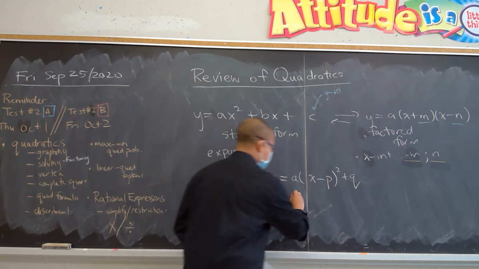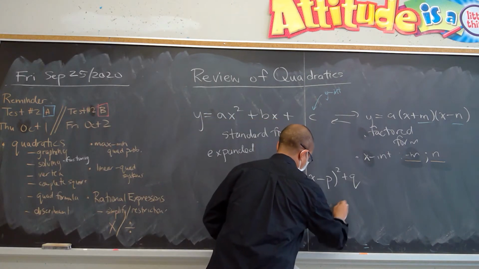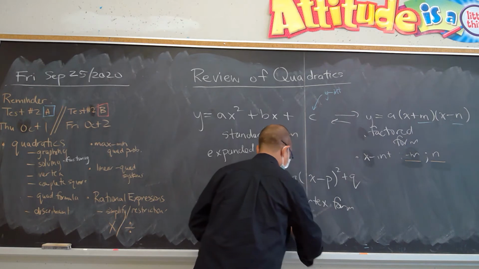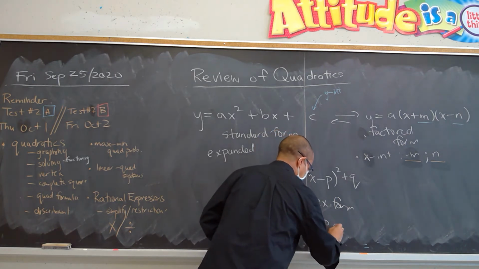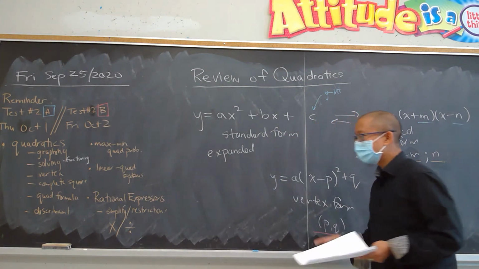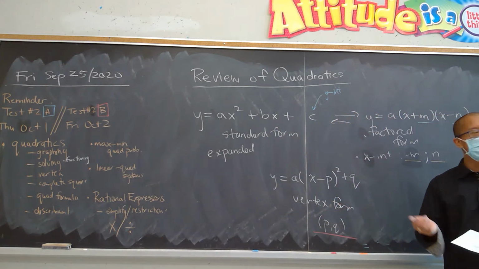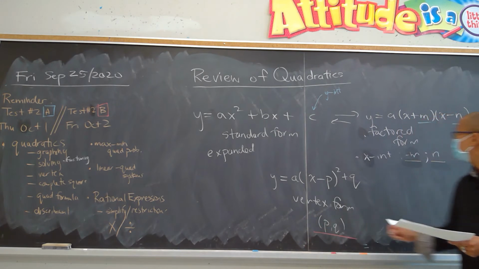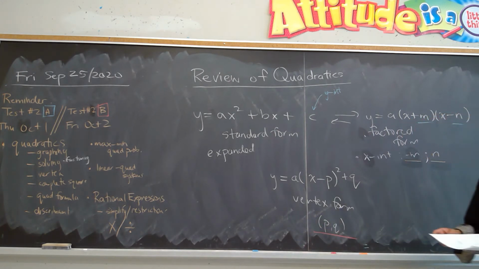And this is always called vertex form, because vertex form has P and Q. And if you see from the top of the worksheet, and again, we talked about this last day, so review, most of the time when we graph the quadratic visually, and let's just see if I can do this.